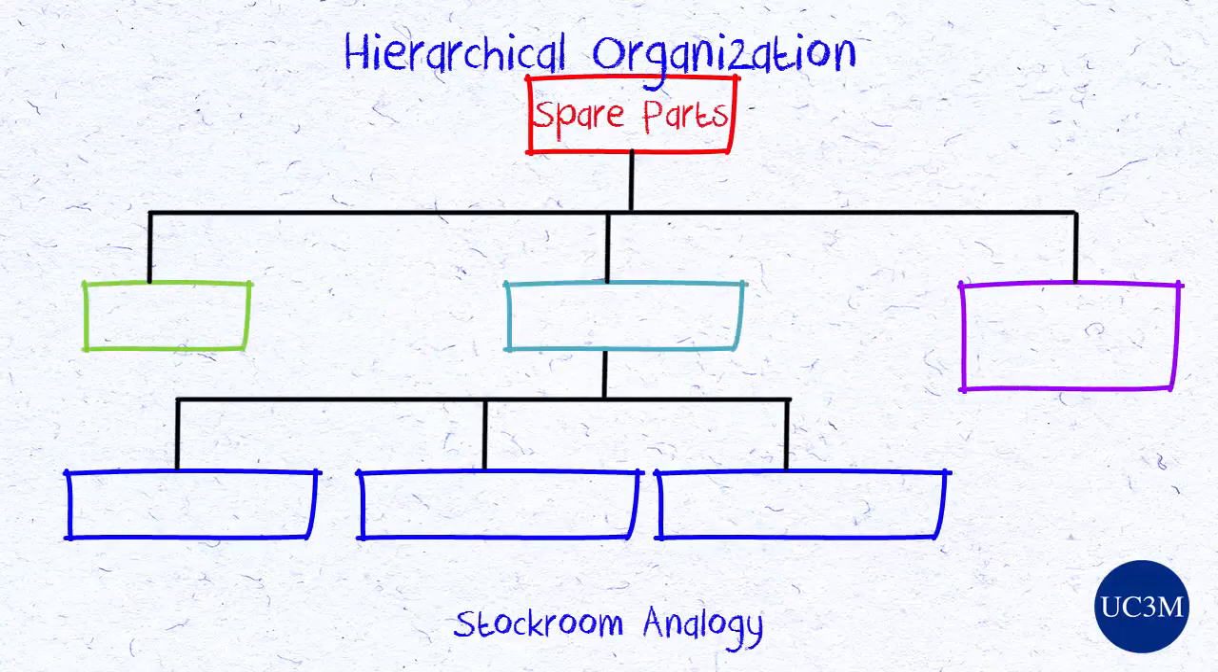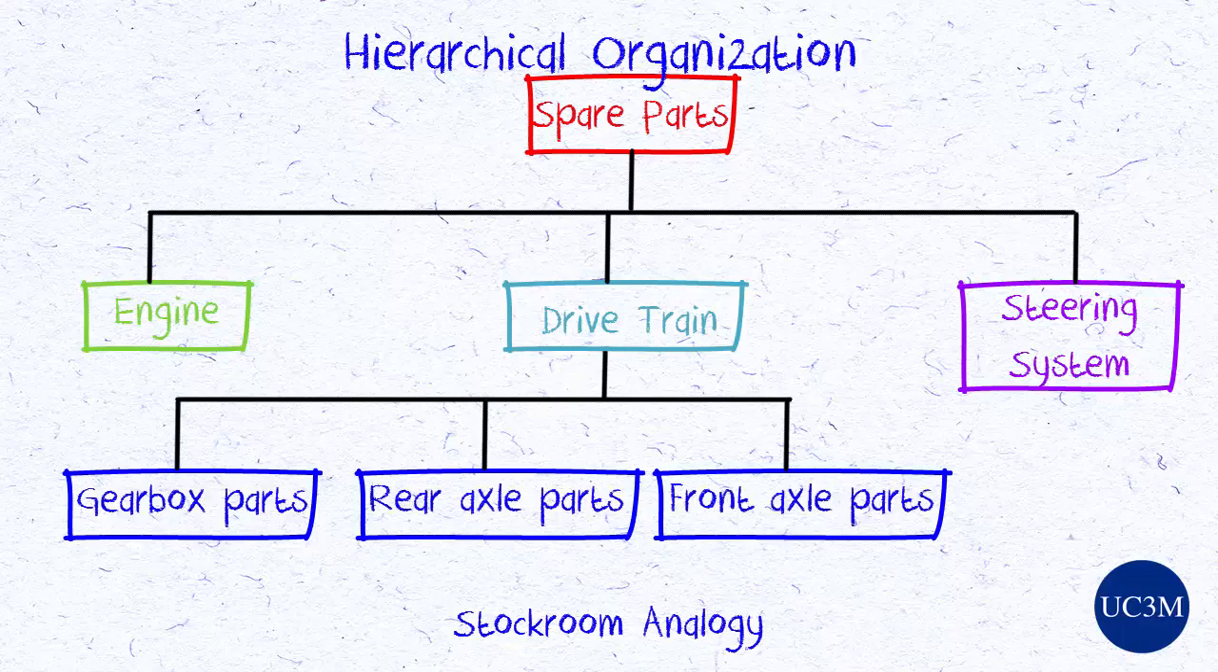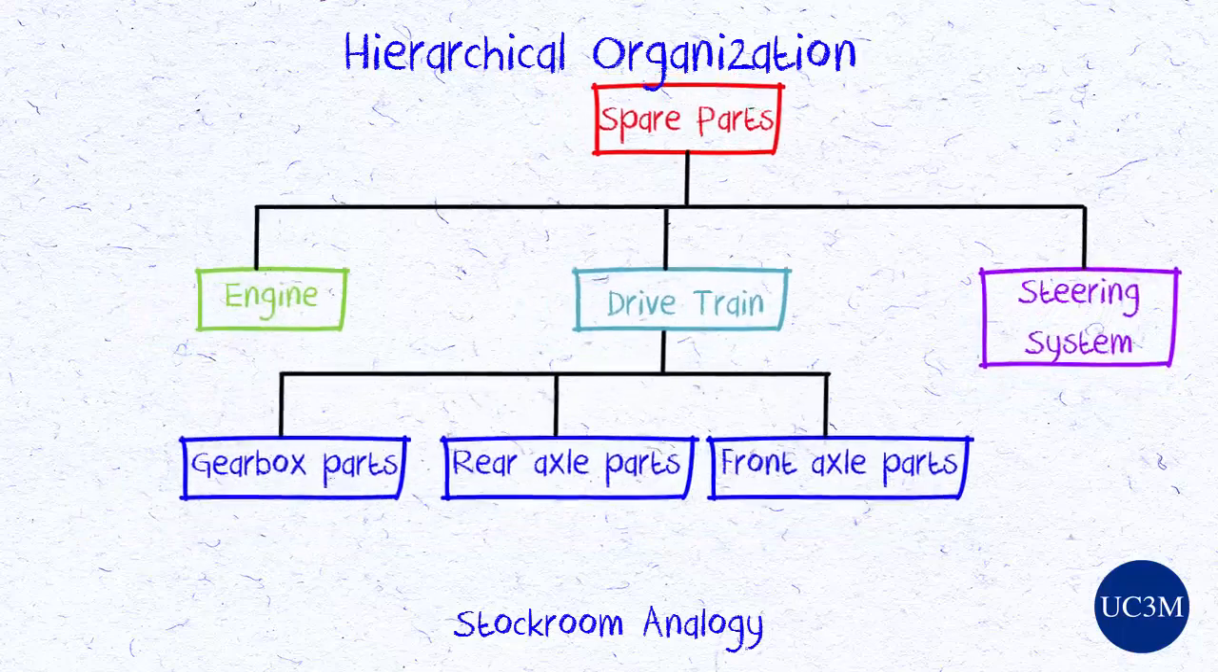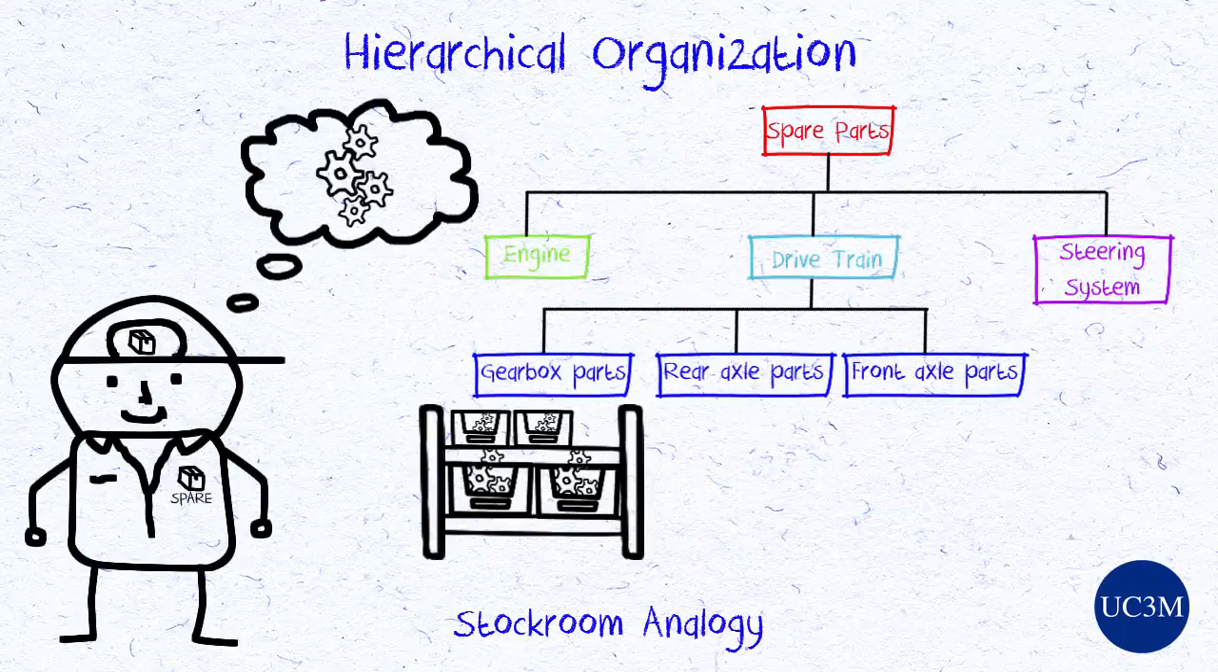An example of the stockroom's equivalent of a hierarchical organization would be to separate spare parts according to the car subsystem they belong to, such as engine, drivetrain, and steering system. Within each subsystem, they would be further classified. For example, drivetrain parts would be classified in gearbox parts, rear and front axle parts, and so on. Analogously to the single line of command in hierarchical organizations, in the hierarchical stockroom of our example, as in hierarchical data structures, there is a single path or way to find a given part or data element.